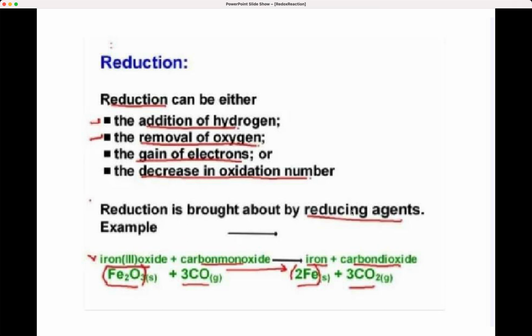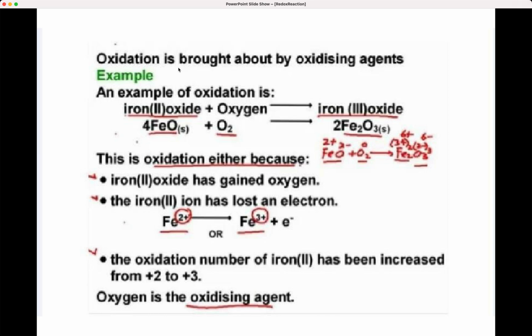And reduction is brought about by reducing agents. Like you can see one example, carbon monoxide is acting as a reducing agent here. Iron oxide reacts with carbon monoxide, we get iron and carbon dioxide. Remember this reaction. And now oxidation is caused by an oxidizing agent.